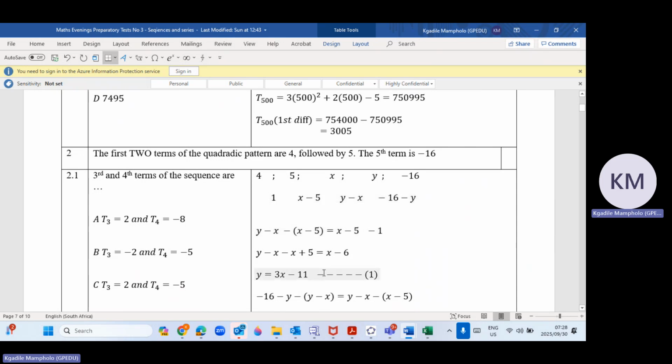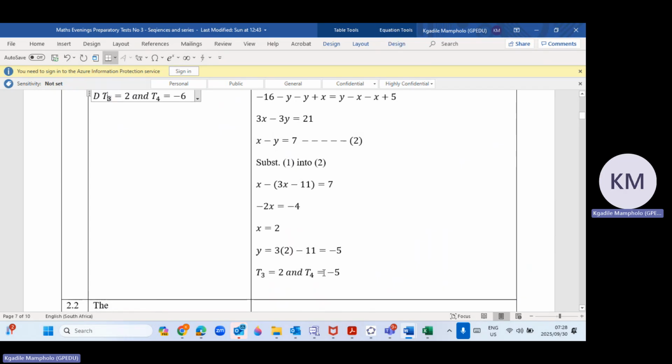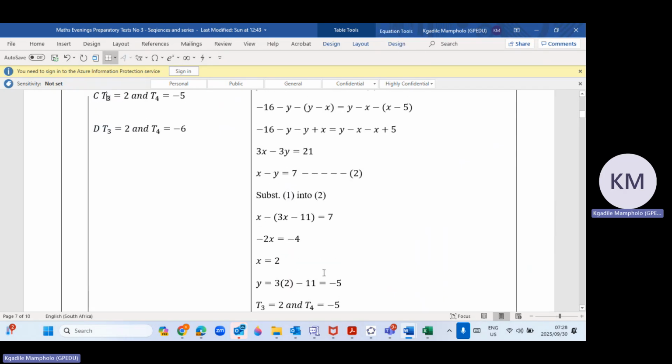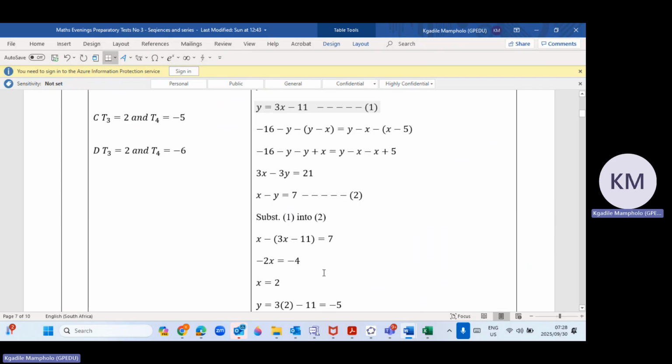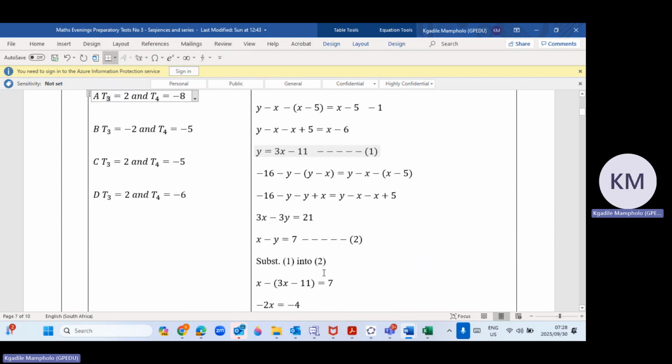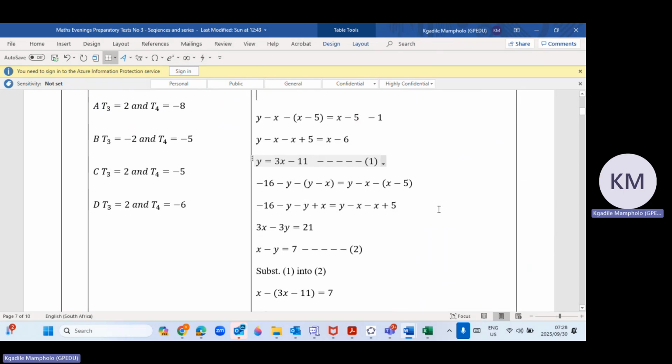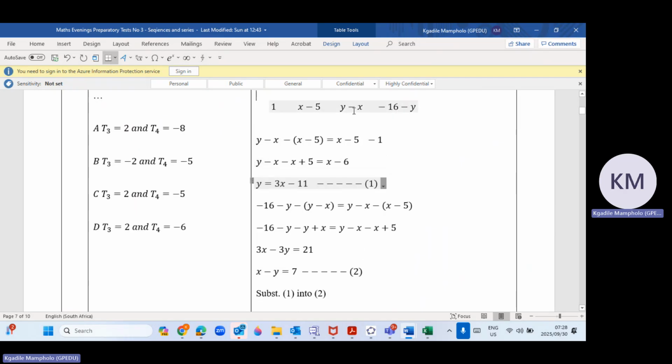Then you make equation 1 out of it. Then you find equation 1 as y equals 3x minus 11. Now you go again and make equation 2 by saying the third term minus the second term equals the second term minus the first term, because the common second differences of a quadratic are equal. Then you manipulate this, and you get the answer as x minus y equals 7. This is equation 2.